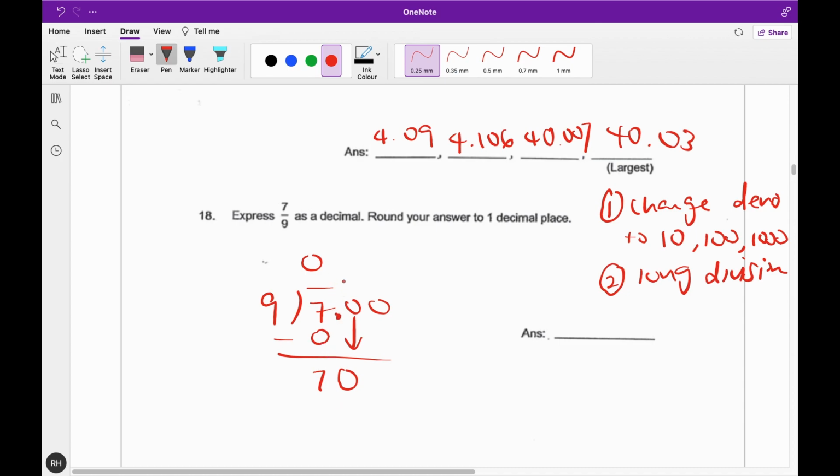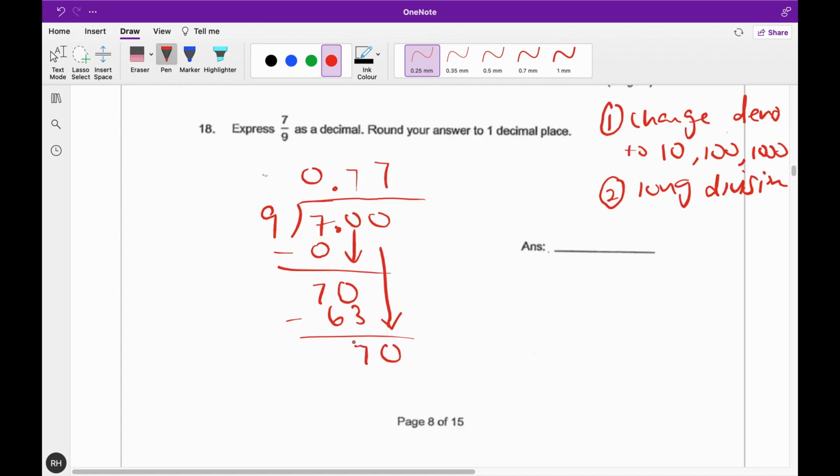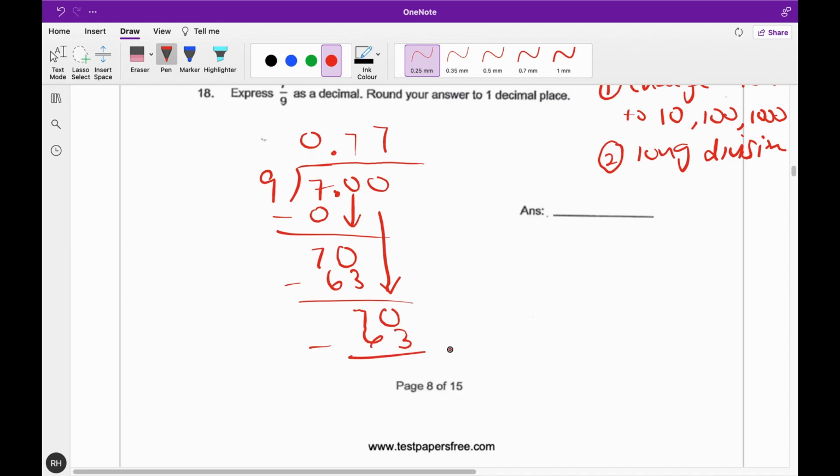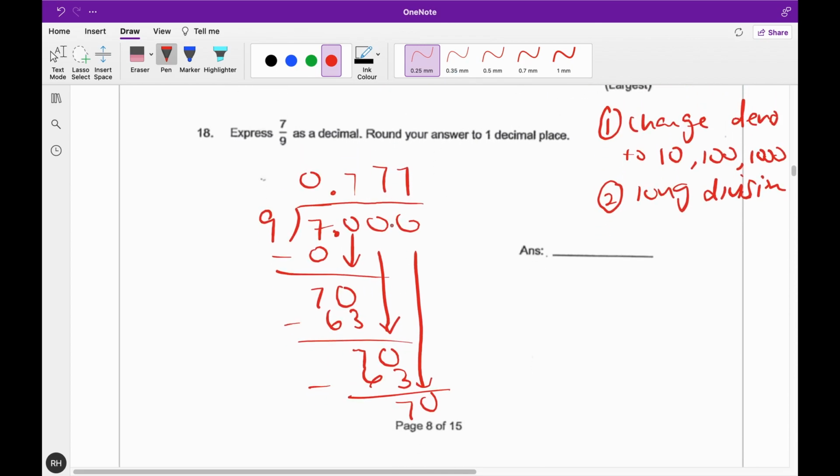Okay, so this is the decimal place. The decimal place will be here. 17 divided by 9. The largest number smaller than 70 would be 9 times 7, minus 63. Okay, we have 7, 0, we have 7, minus 63, and then 7, 7. Okay, so we can stop right here.